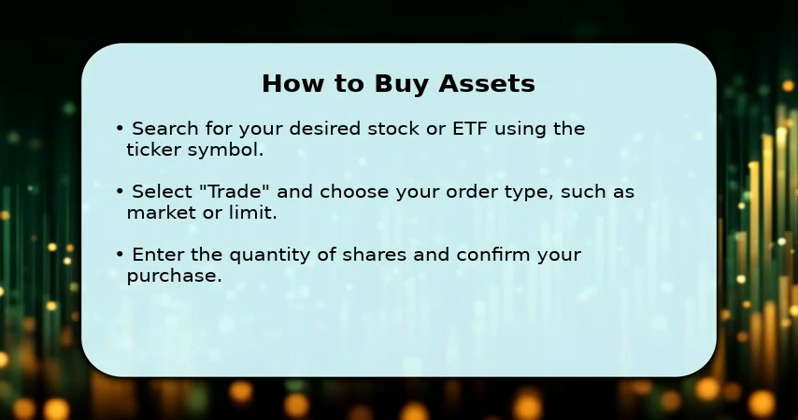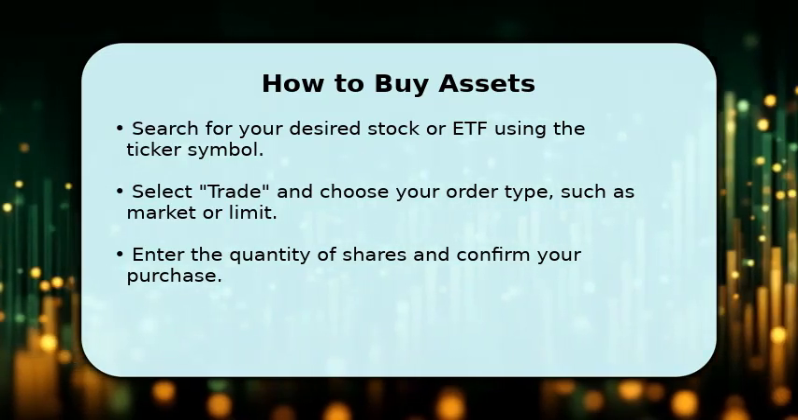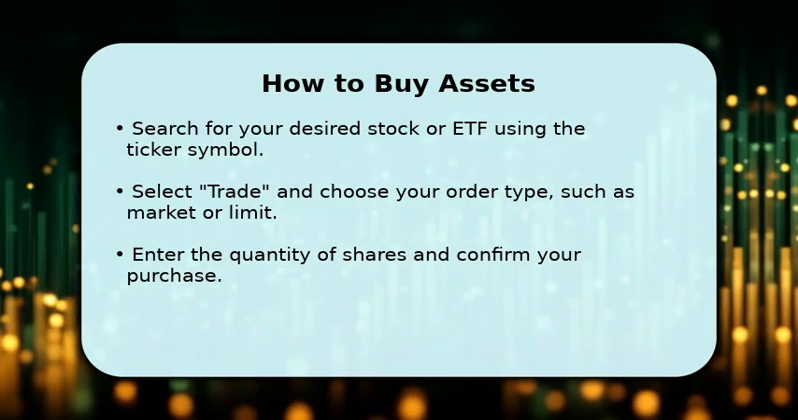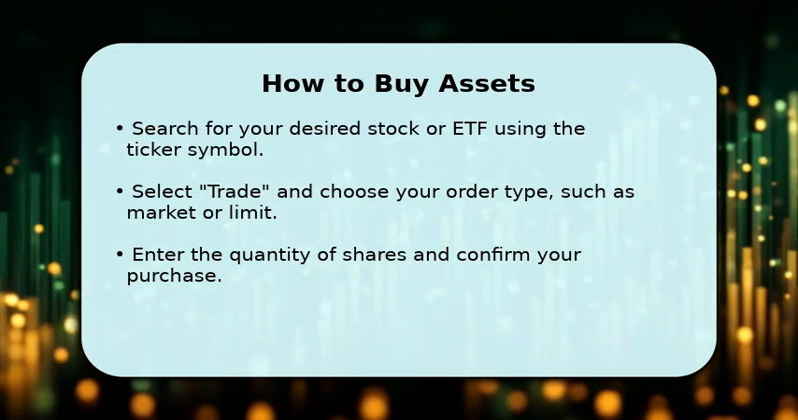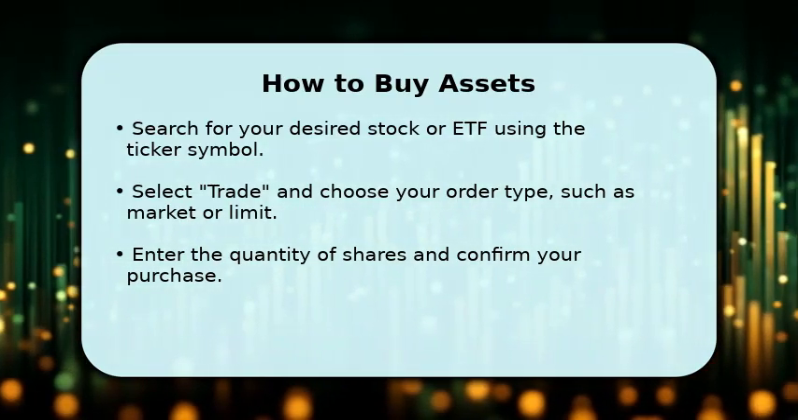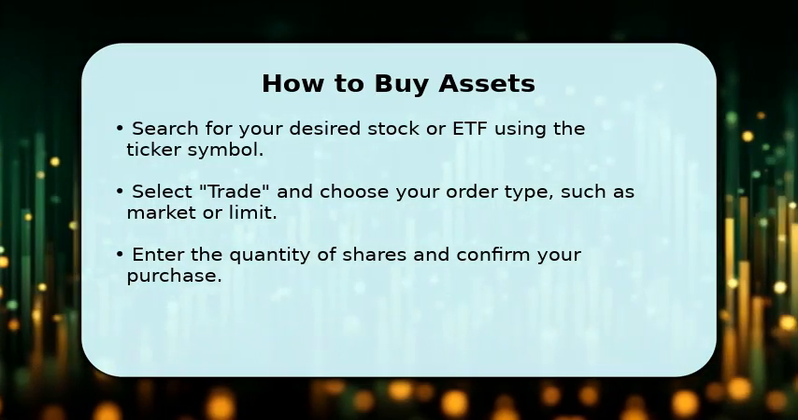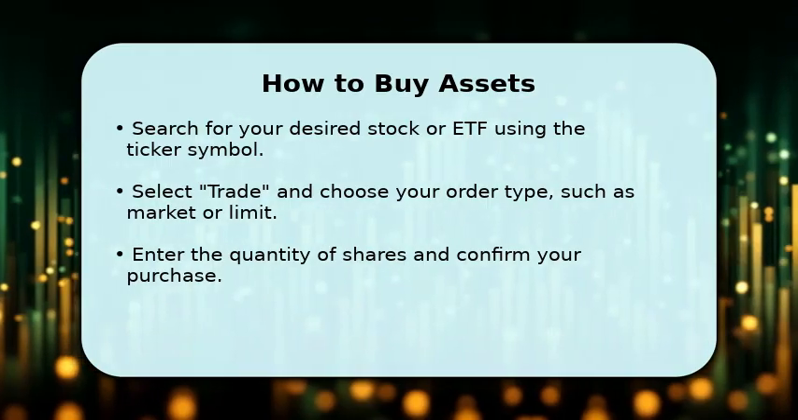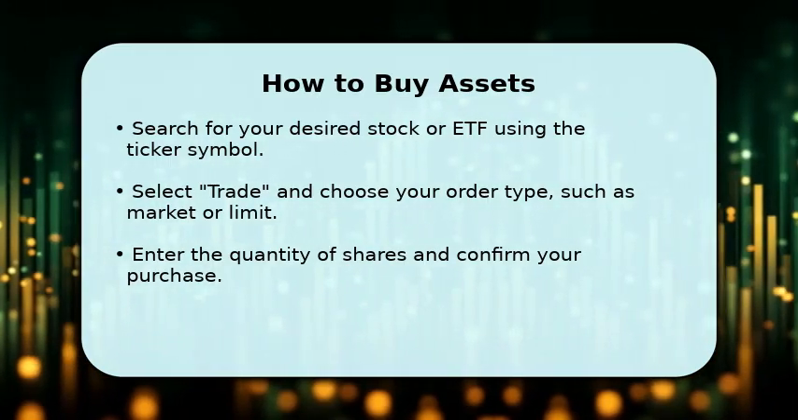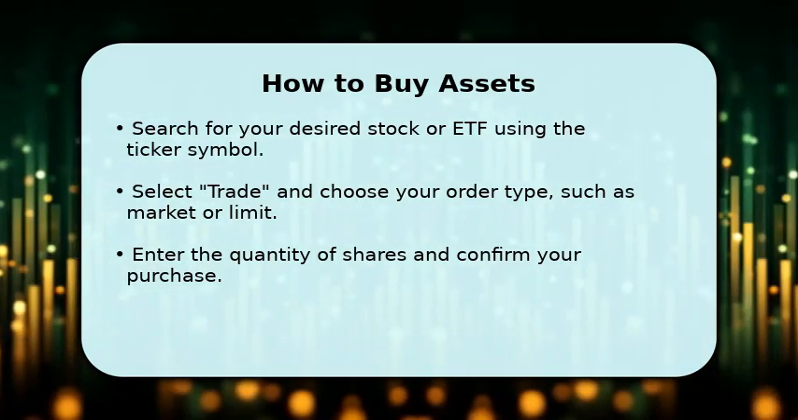To buy an asset, begin by searching for its ticker symbol within the Webull app. Once you've found it, tap the Trade button. Here, you'll select your preferred order type, like a market order for immediate execution or a limit order to set a specific price. Input the number of shares you wish to purchase, review the details, and then confirm your buy order. It's a quick and intuitive process.